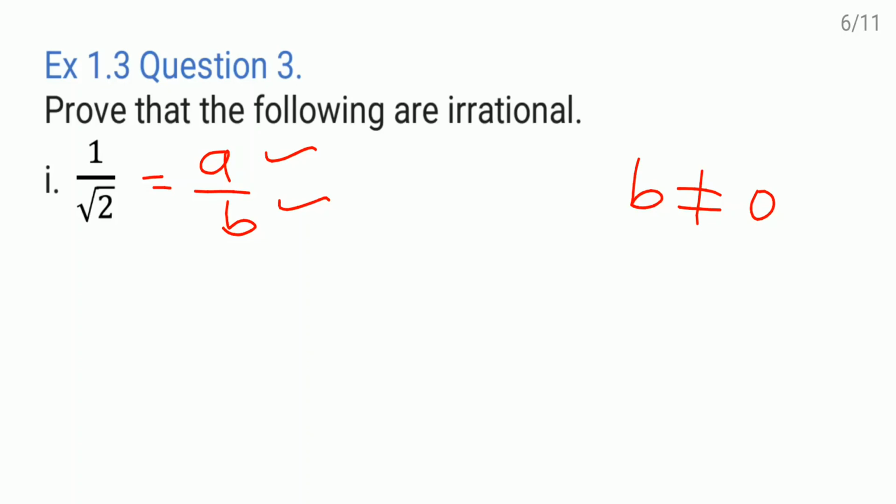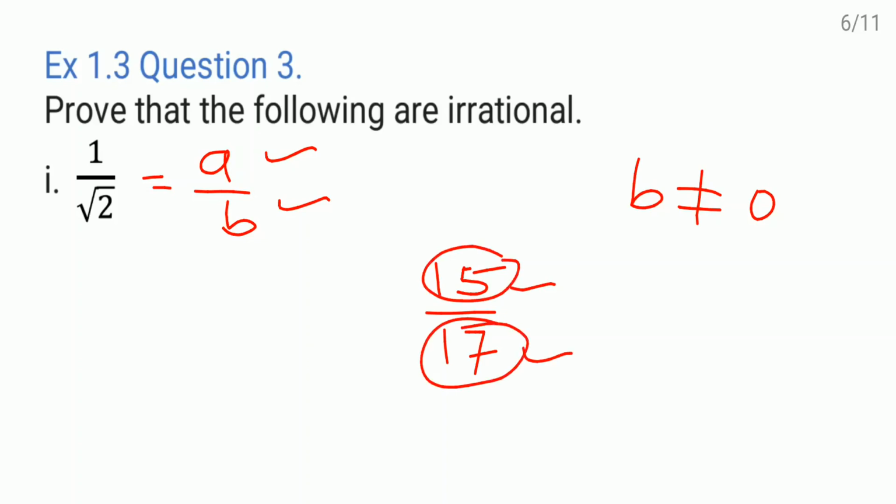For example, suppose I am writing 15 by 17. These two numbers don't have any common factor other than 1. So I can say these two numbers are co-prime numbers. Or maybe 5 by 6 you take. These two are also co-prime numbers, correct? Because they don't have any common factor. So this way we'll write it down.